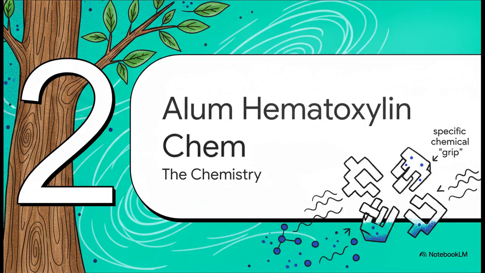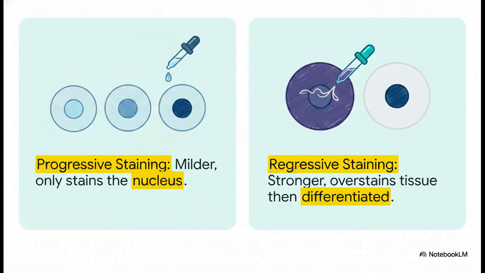Moving on to Section 2, the chemistry of alum hematoxylin. Hematoxylin actually comes from the logwood tree, and it requires a very specific chemical grip to work. We generally approach this staining in two primary ways. First up is progressive staining. This is kind of a gentle approach, using solutions like Mayer's hematoxylin, where we slowly bring out the nucleus until it turns a deeper blue.